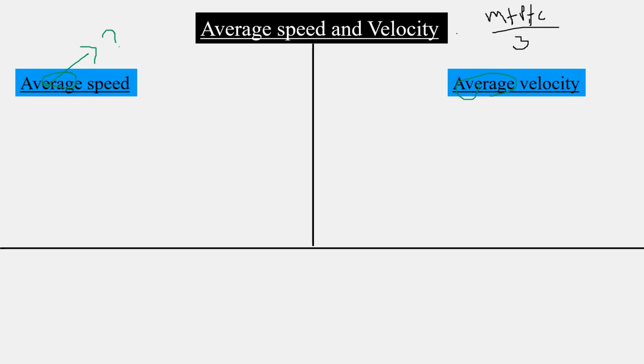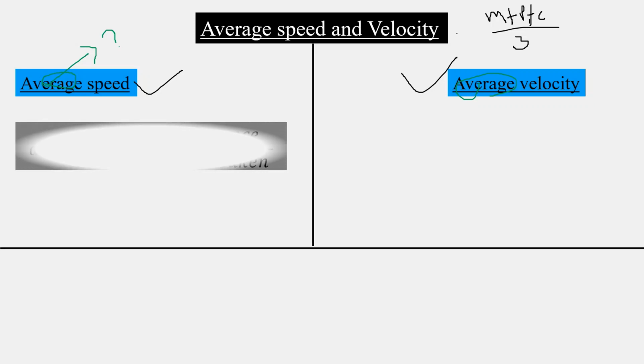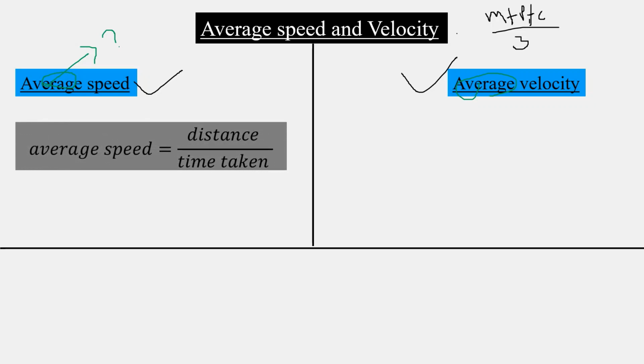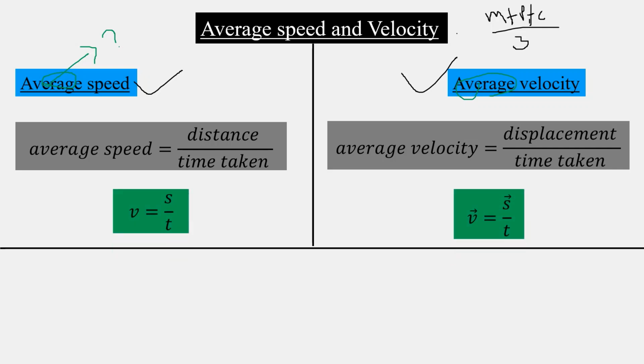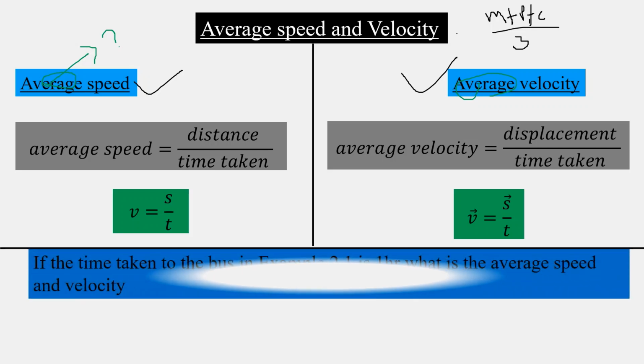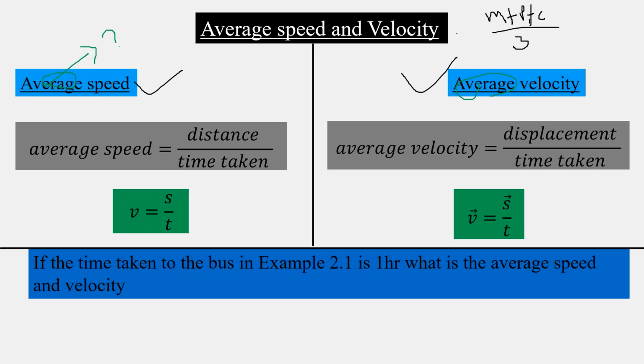So in the same way, if an object is moving with some speed of motion, we can get this average speed, and also we can calculate this average velocity. So average speed is total distance traveled over time taken, and average velocity is displacement over time taken. In symbols, v equals s over t. And if the time taken to pass in example 2.1 is 1 hour, what is the average velocity? In example 2.1, you can refer to our previous lesson.